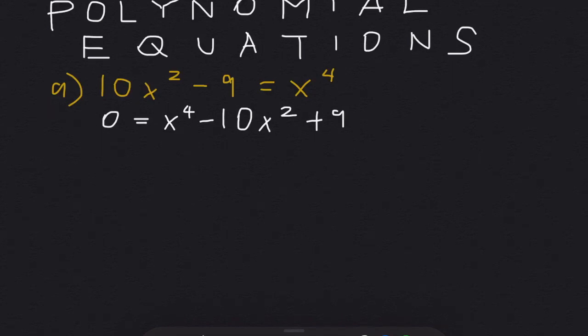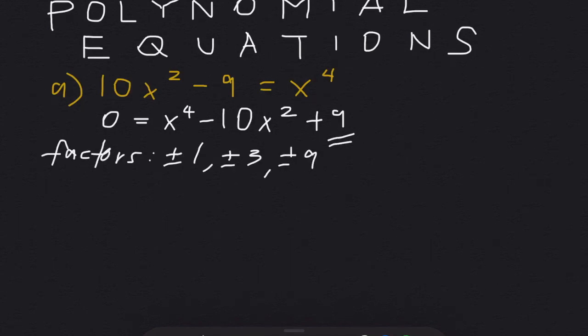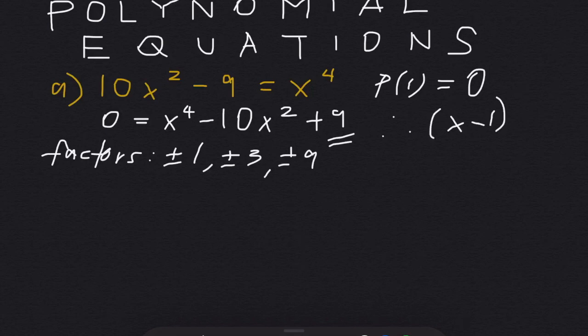And then using the integral zero theorem that we learned in 3.6, we are going to find all the possible factors of this equation by finding all the positive and negative factors of the constant, which is 9 in this case. So what we're going to do is we're going to sub in these numbers for x in the equation to see which numbers make this equation equal to 0. If I sub in 1 into the equation, we can then see that the equation equals 0, and so therefore x minus 1 is a factor.